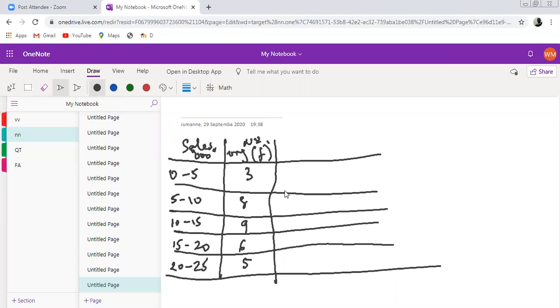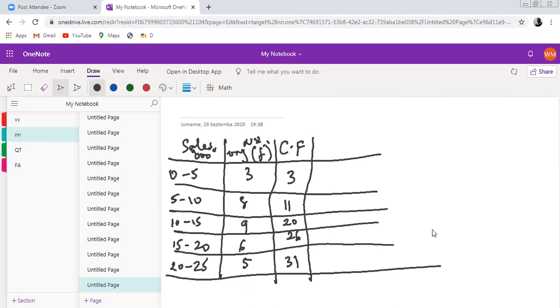When you are calculating the median, you must add the column for cumulative frequency, which is denoted by CF. And how do we get the cumulative frequency column? You start with the first frequency, which is 3. Then you go adding: 3 plus 8 is 11, 11 plus 9 is 20, 20 plus 6 is 26, 26 plus 5 is 31.